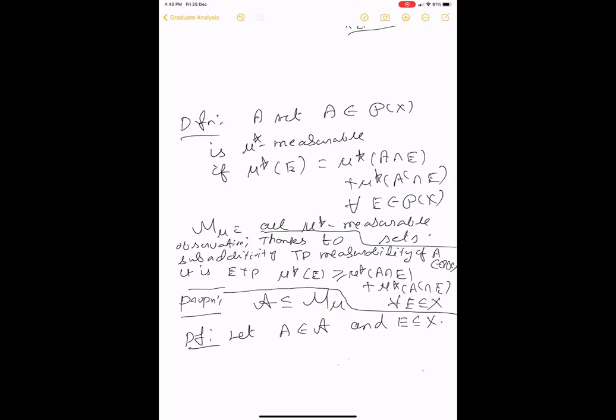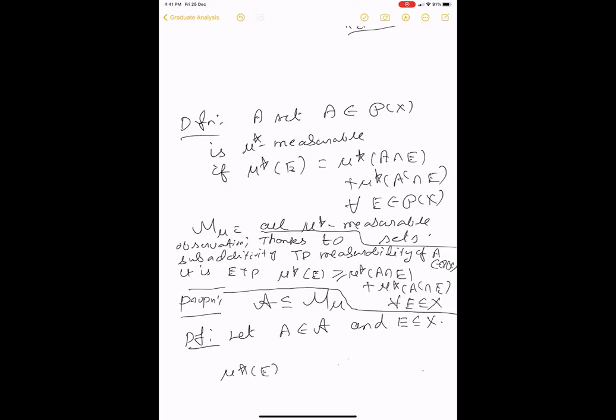So we take any subset E and an element A in script A, and we want to prove that inequality. How do we prove that? We have to prove that mu star E is greater than or equal to something. That's what we want to prove.